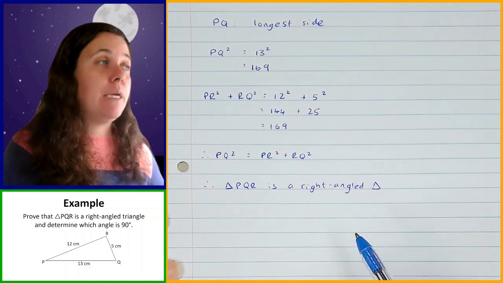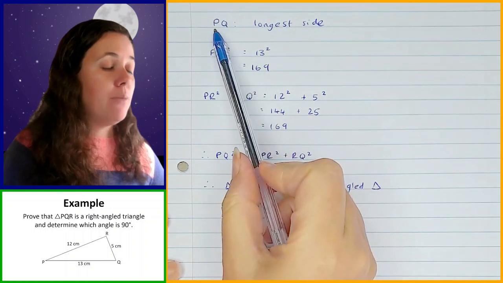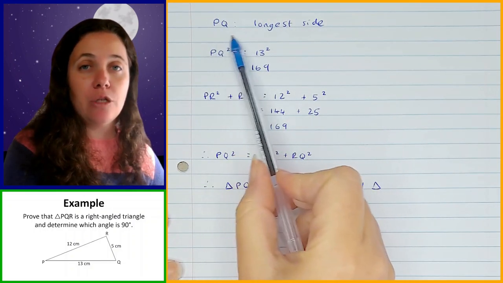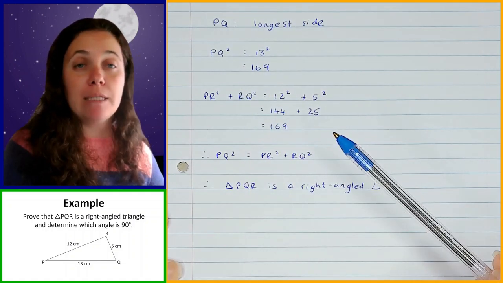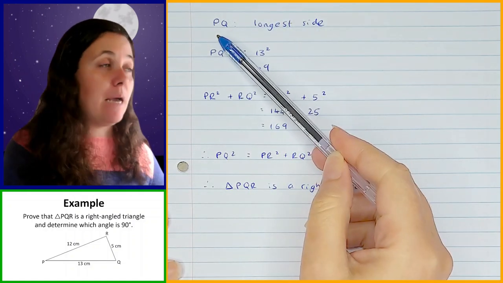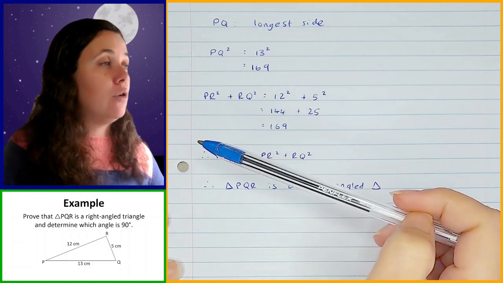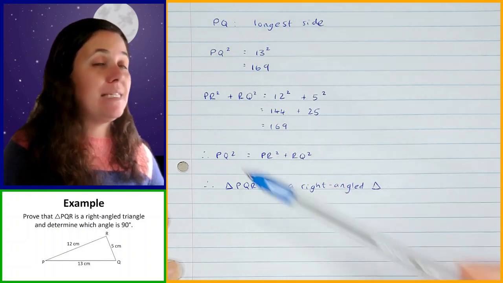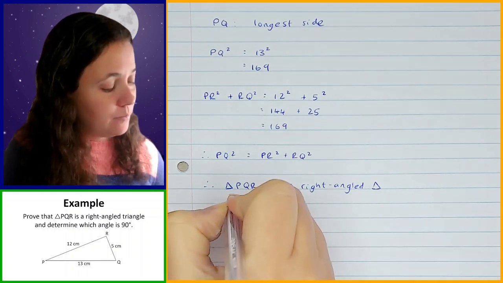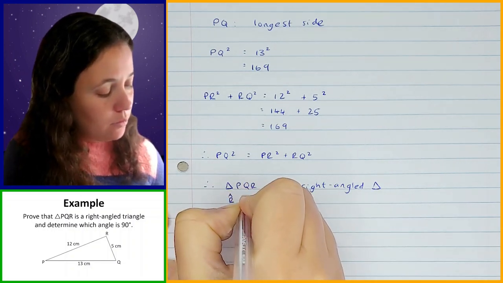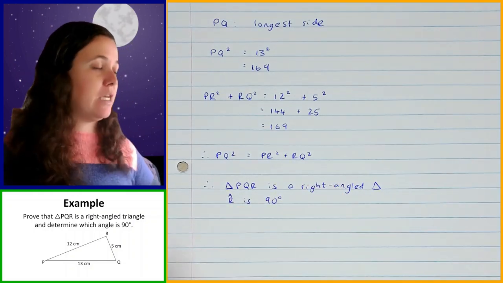They also asked me to determine which angle is 90 degrees. Now we said that because PQ is the longest side in the triangle, it would then be the hypotenuse if this proved to be a right angle triangle. So it is the hypotenuse, which means that it is opposite the 90 degree angle. The angle that PQ is opposite is angle R, which means that R must be the 90 degree angle. Okay, so that's what you should get for that example.